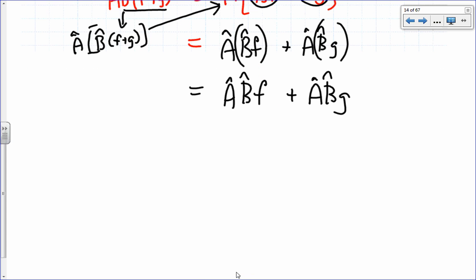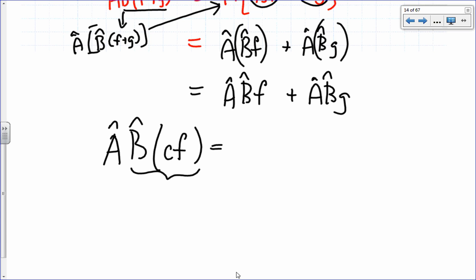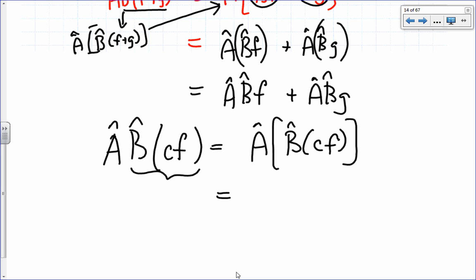What about the second condition? A hat B hat operating on c times f, where c is a constant. So multiplication means apply B first, right? So that's going to be A hat operating on the result of B hat operating on cf. What is B hat operating on cf?